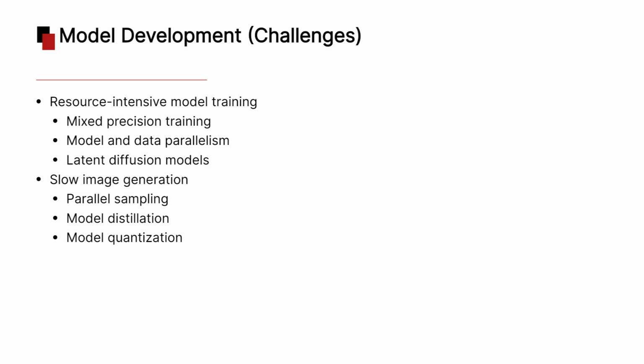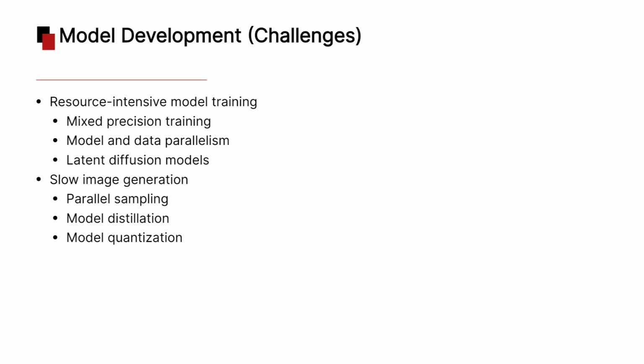Second, slow image generation. Even after training, generating images is slow because diffusion models refine images step by step over hundreds or thousands of time steps. To mitigate this, parallel sampling. Some time steps can be processed in parallel or approximated to speed up generation.